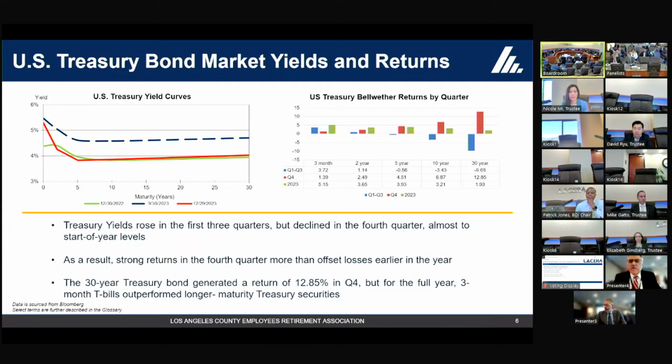You can see here, let's focus on the 30-year in the last column of this table. In the first 3 quarters, the 30-year constant maturity treasury was down almost 10%, minus 9.68. But in the fourth quarter, it rebounded, increasing 12.85%, for the full year up 1.93. Now also notice that for the full year, if we go across this row, the best performing sector of the U.S. Treasury yield curve was 3-month Treasury bills. T-bills were up over 5%, whereas you can see the 30-year was up less than 2%.